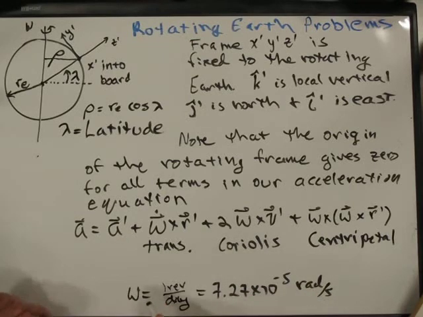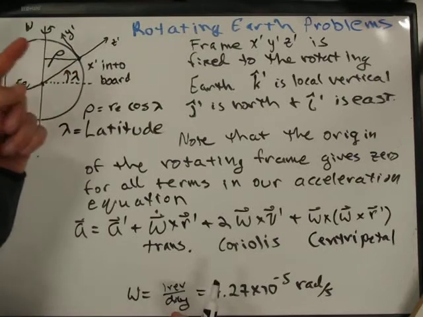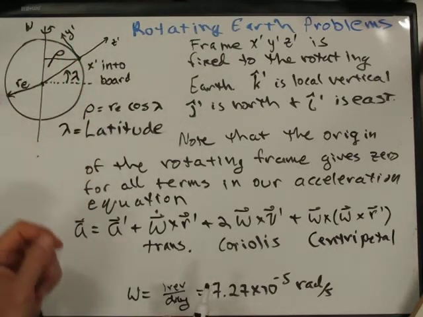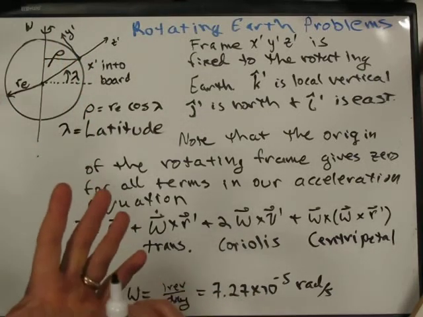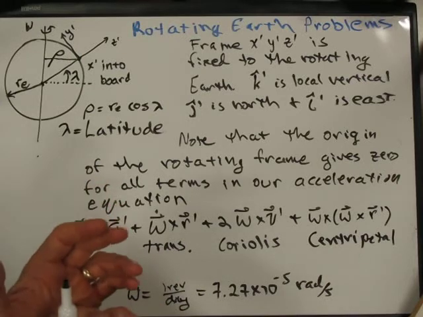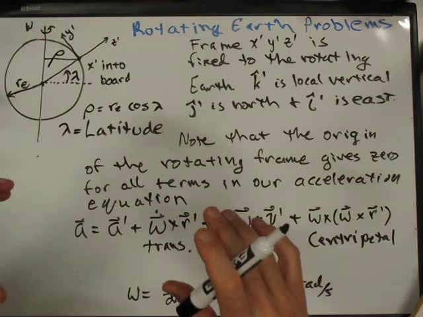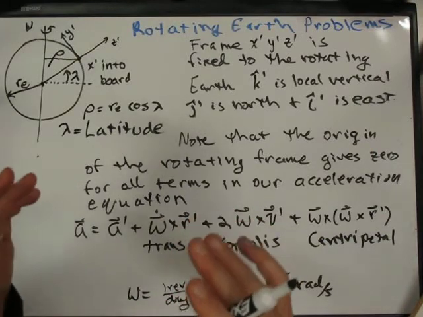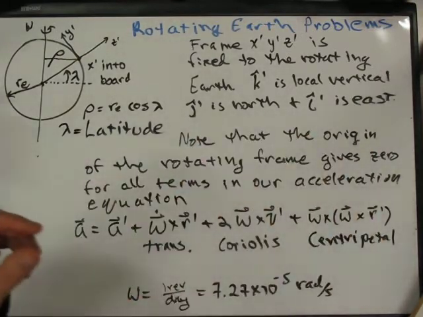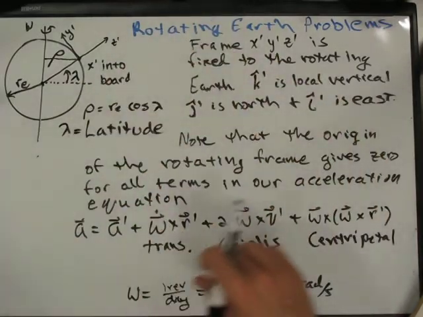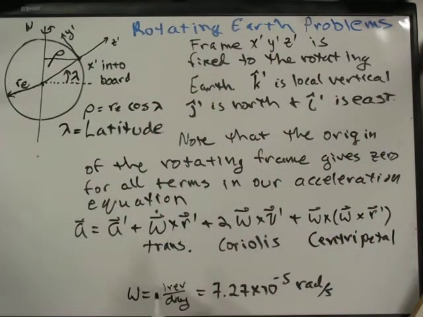But we do have an accelerating frame here, because the frame itself is moving around in a circle rather than having the same origin as the inertial frame. The rotating frame is now set out at a distance, so it's moving around the origin of the stationary frame, and we have to take that into account.